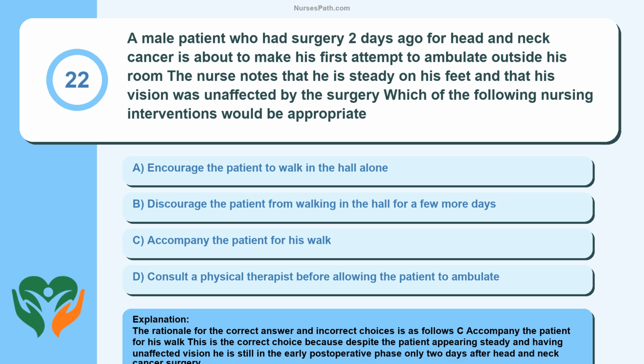The rationale for the correct answer and incorrect choices is as follows. C. Accompany the patient for his walk. This is the correct choice because despite the patient appearing steady and having unaffected vision, he is still in the early postoperative phase, only 2 days after head and neck cancer surgery.